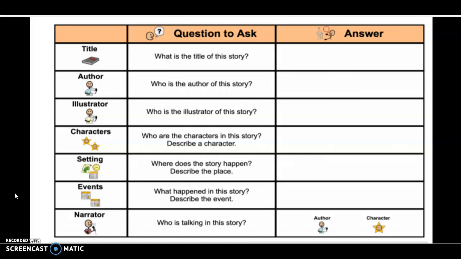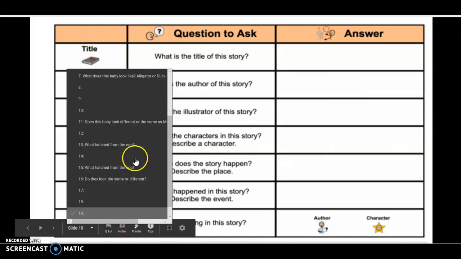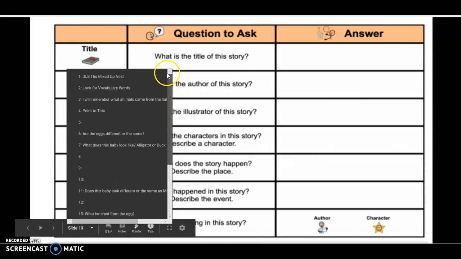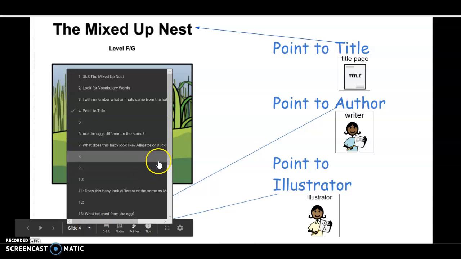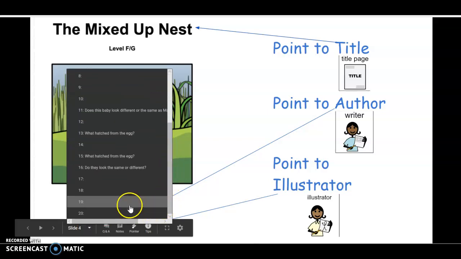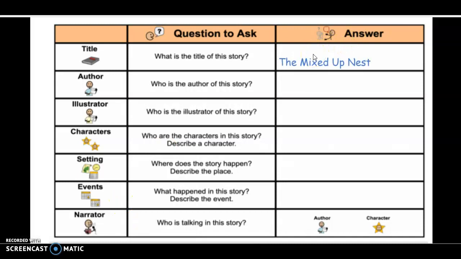Oh man, I just cannot remember the title of the story. So let's go back. Oh, that's right. It's The Mixed Up Nest. That was the title of our story. So we are going to put our title right here. What is the title of this story?